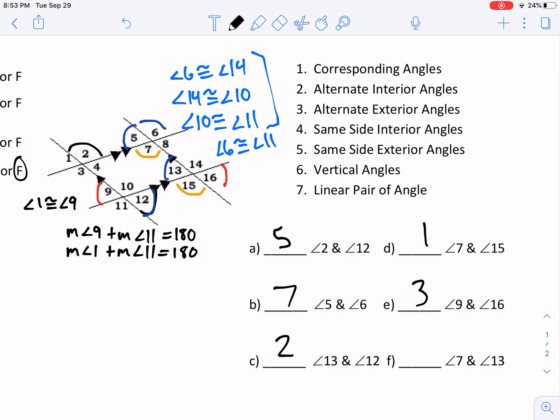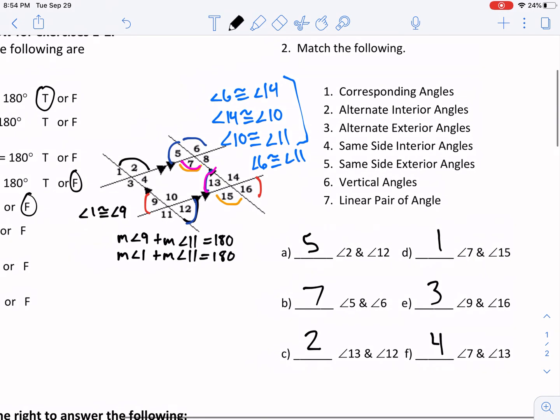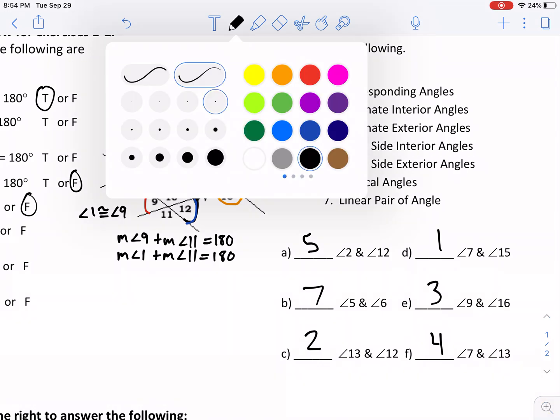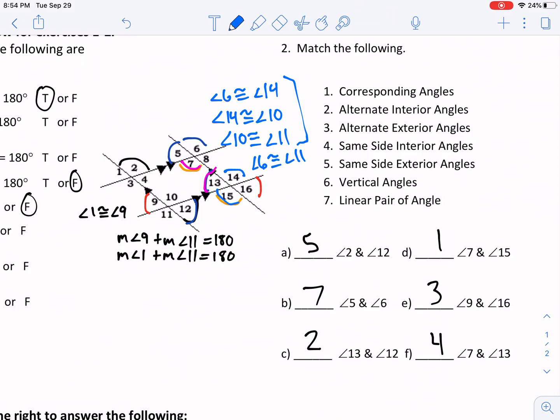Then we have 7 and 13. Well, let's use pink. Why not? So we have 7 and 13. Now, those guys are on the same side of this transversal. Okay, however, they're both on the inside here, on the same side on the inside. What would that be called? Well, we looked at an example earlier. That's same side interior angles. Okay, so we used up everything here. We have 1, 2, 3, 4, 5. The only thing we didn't use is vertical angles. An example of that might be like angle 14 and angle 15. Those guys are vertical angles.